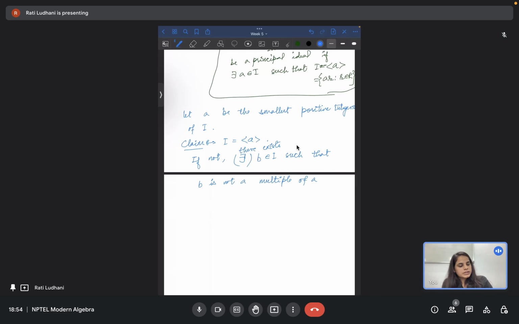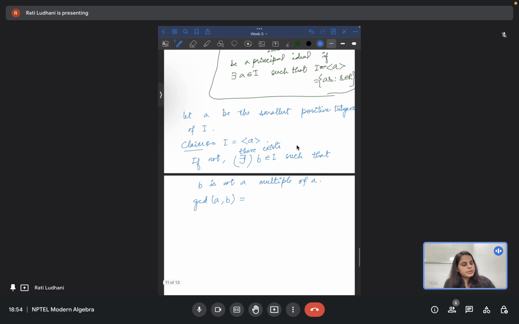Now let's take some element. So what is GCD? GCD of A and B. Okay, let's see if it is required, I'll mention. So what is GCD of A and B? This is something like A alpha plus B beta. So what is the definition of GCD?